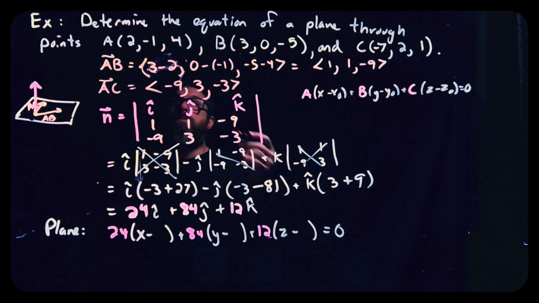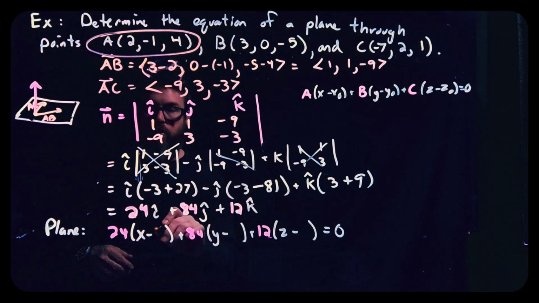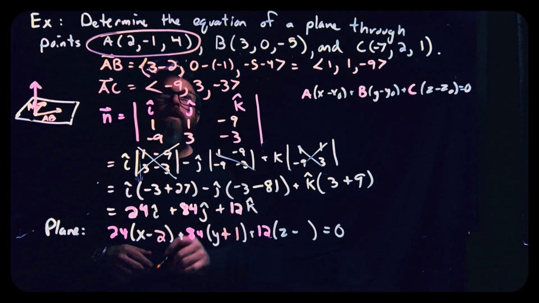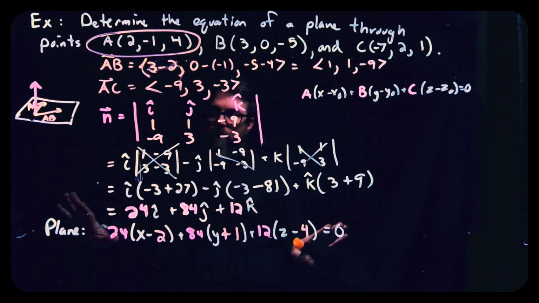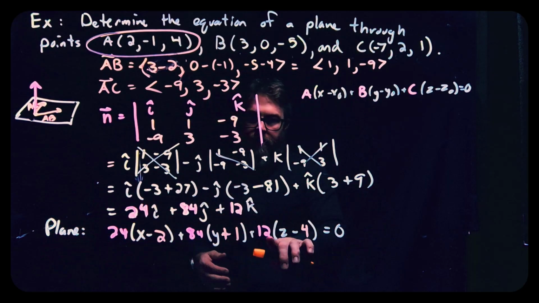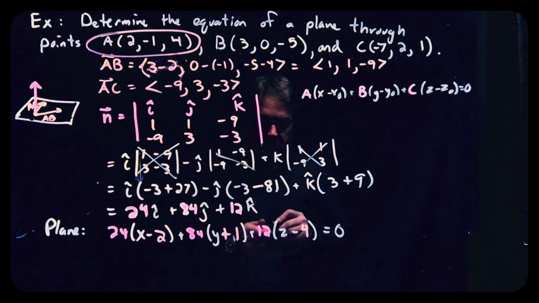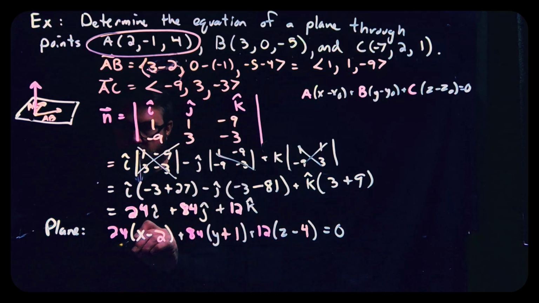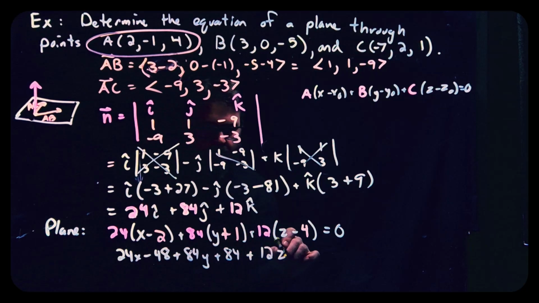So now we have to put our initial point in here, and let's go ahead and choose this point right here. So this is going to be 2, negative 1, and then finally 4. And again, I could have chosen this one, or this one. When you simplify these things, which I mean expand it and get rid of these parentheses, it won't matter which one of the 3 points you got. It'll simplify to the same thing, and I recommend you test it for yourself. So simplifying, this is 24x minus 48 plus 84y plus 84. And this is going to be plus 12z minus 48 is equal to 0.